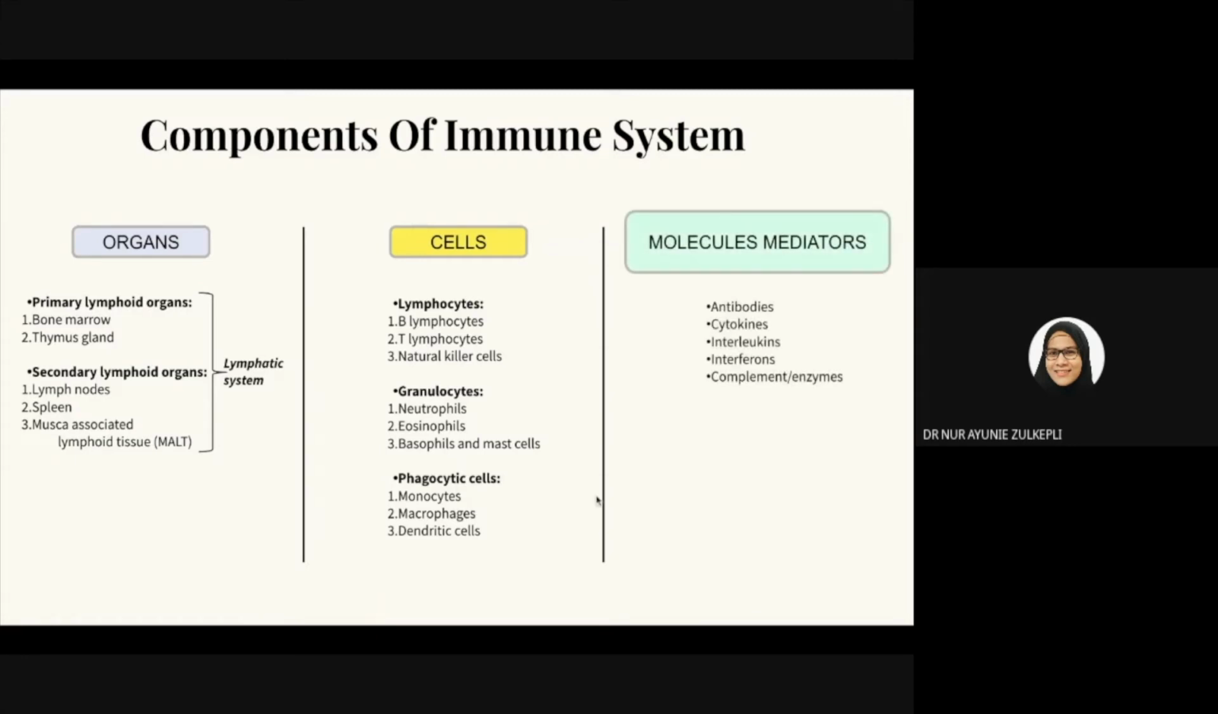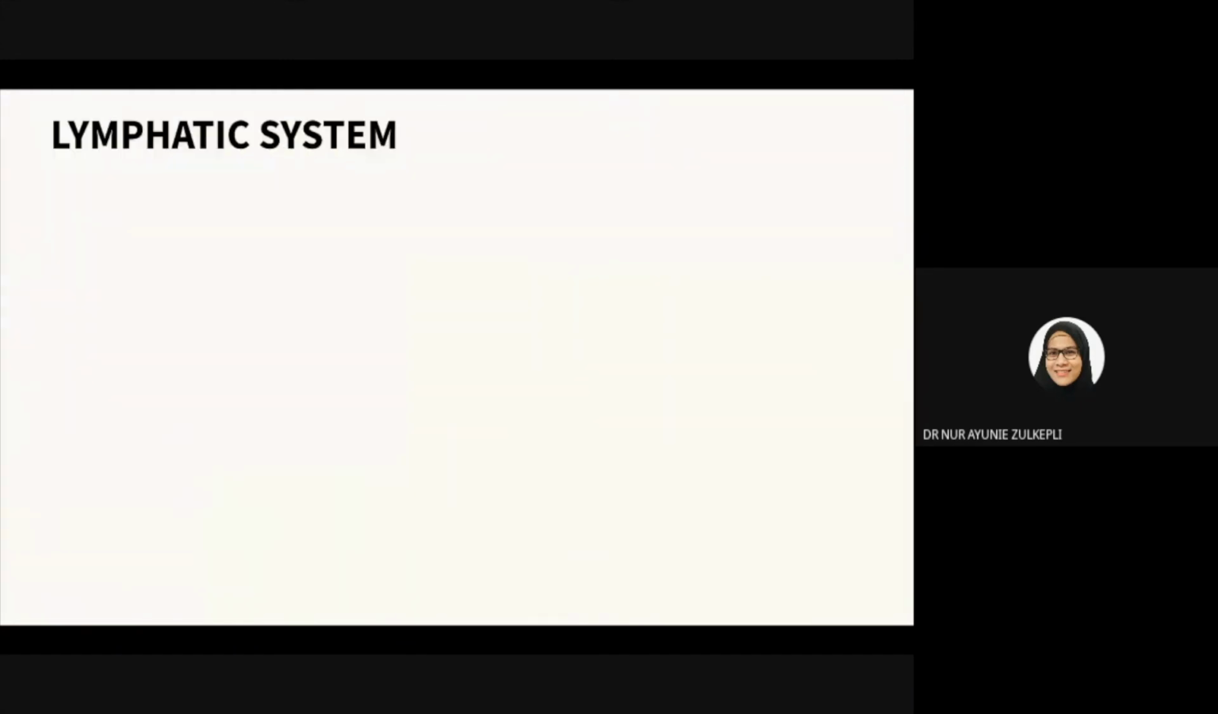Okay. And also the molecules, mediators that facilitate the reaction of adaptive immunity, which sometimes involves antibodies for the viral or bacterial infection, and sometimes cytokines or interleukins released by the cells to facilitate the adaptive immune response, and also the interferons, complements, or enzymes that are involved. Okay, so what is the lymphatic system?